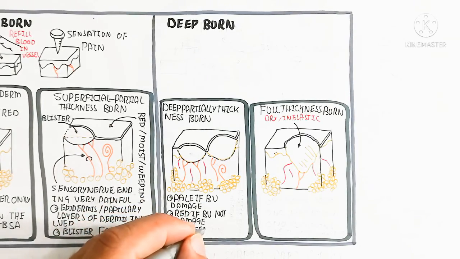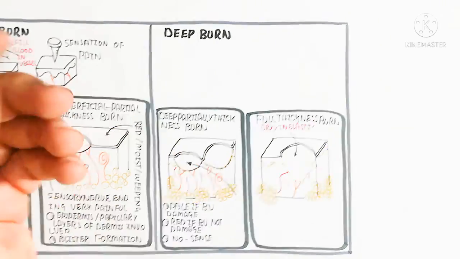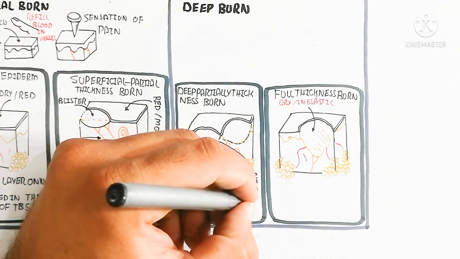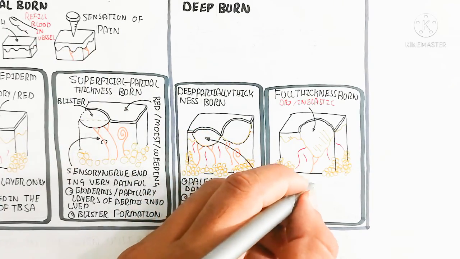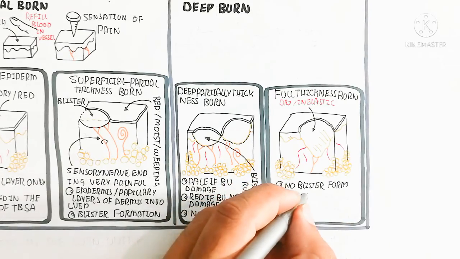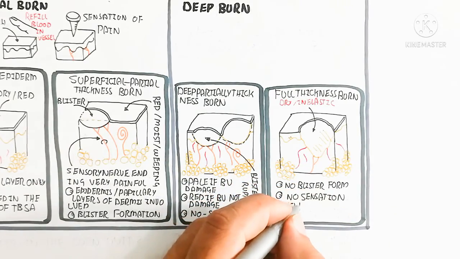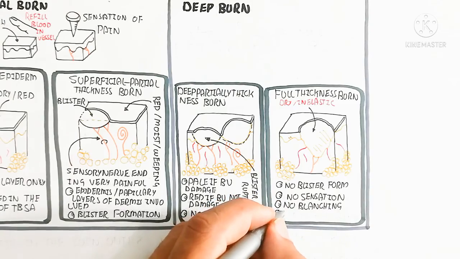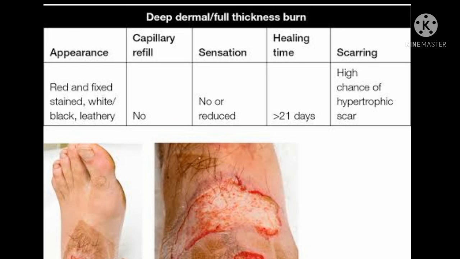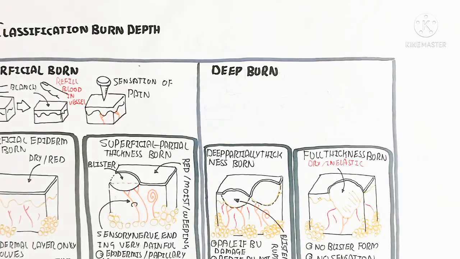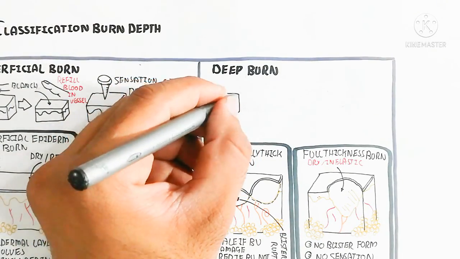On the other hand, the full thickness burn is dry and inelastic. No blister forms, and there is no sensation and no blanching. The destruction of the hypodermis is also involved. In other cases, the superficial burn is separate. The deep dermal full thickness burn appears red and fixed, and 21 days are involved for recovery.